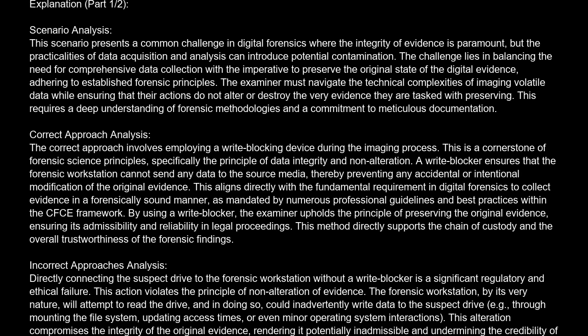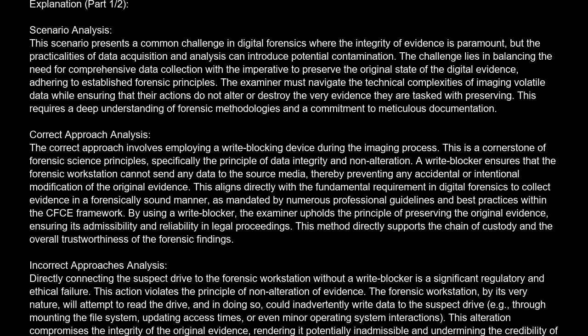Explanation. Scenario analysis. This scenario presents a common challenge in digital forensics where the integrity of evidence is paramount, but the practicalities of data acquisition and analysis can introduce potential contamination. The challenge lies in balancing the need for comprehensive data collection with the imperative to preserve the original state of the digital evidence, adhering to established forensic principles. The examiner must navigate the technical complexities of imaging volatile data while ensuring that their actions do not alter or destroy the very evidence they are tasked with preserving. This requires a deep understanding of forensic methodologies and a commitment to meticulous documentation.